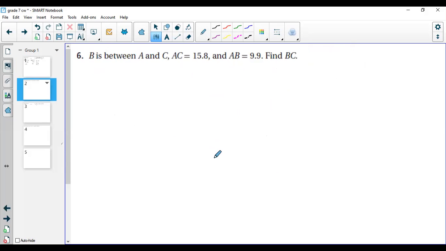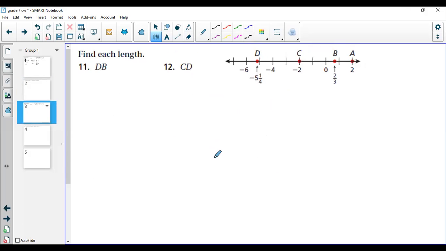Okay, let's move to this question. Question number 11 and 12. Now this is related to page 17 in your textbook. The first thing first, write down the coordinates. A is 2, B is 2 over 3, C is negative 2, and D is negative 5 1 over 4.